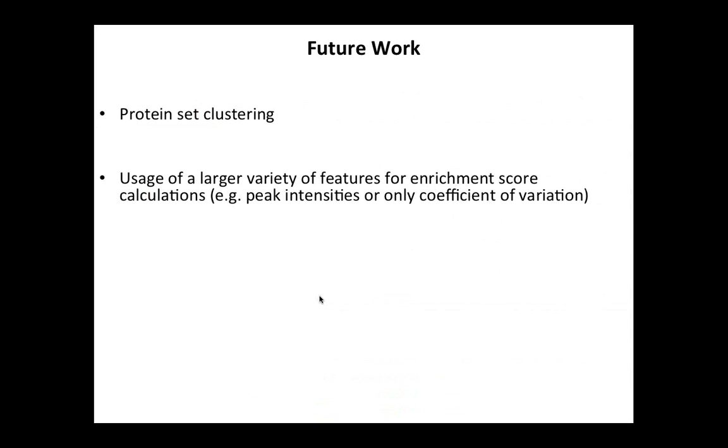And there's also the implementation of a larger variety of features besides the abundance and the coefficient of variation in order to perform the enrichment score calculations. So for instance, peak intensities could be used, or simply coefficient of variation, depending on what the goals are and what the statistical questions are that the user wants to ask.